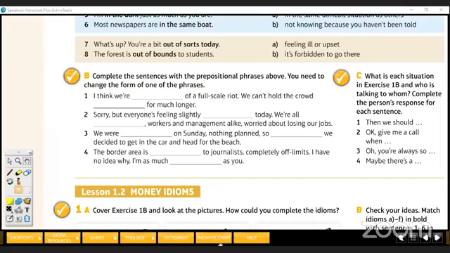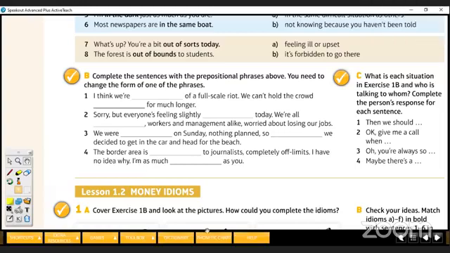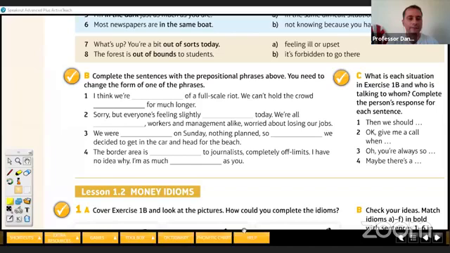Out of bounds. First one is out of bounds. That's right. And the second, the border area is out of bounds to journalists, completely off limits. I have no idea why I'm as much in the dark. In the dark. Exactly. In the dark. Let's check together, guys.